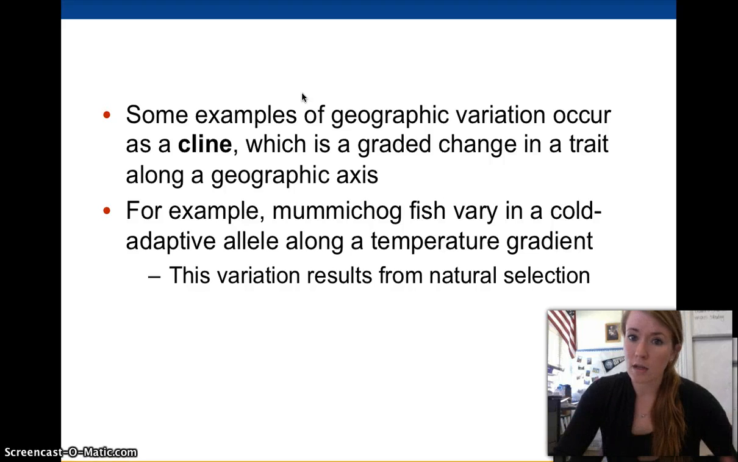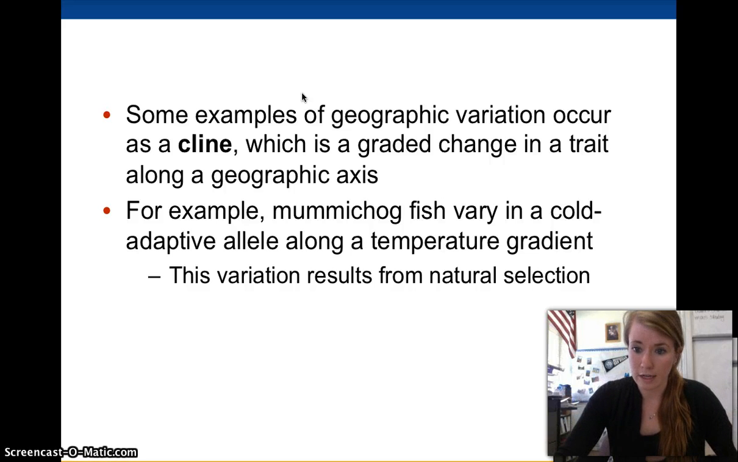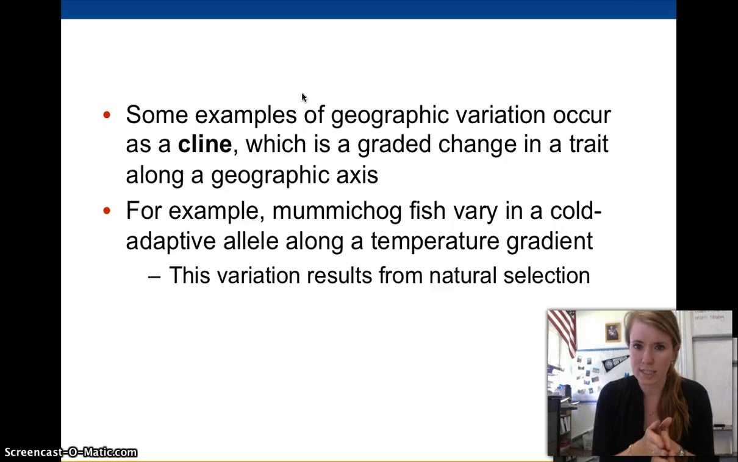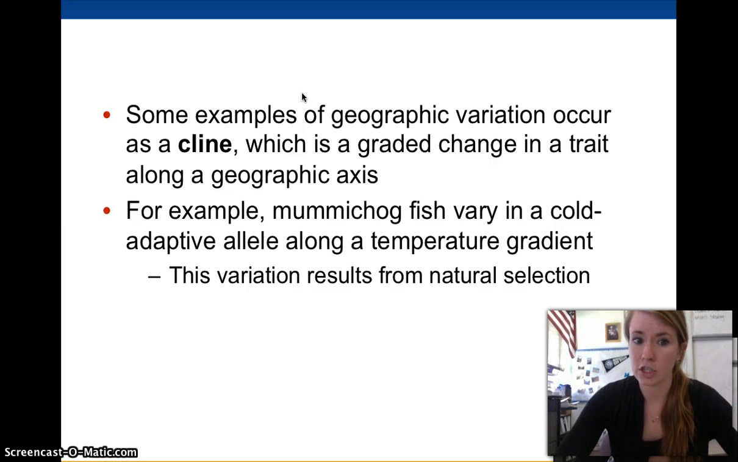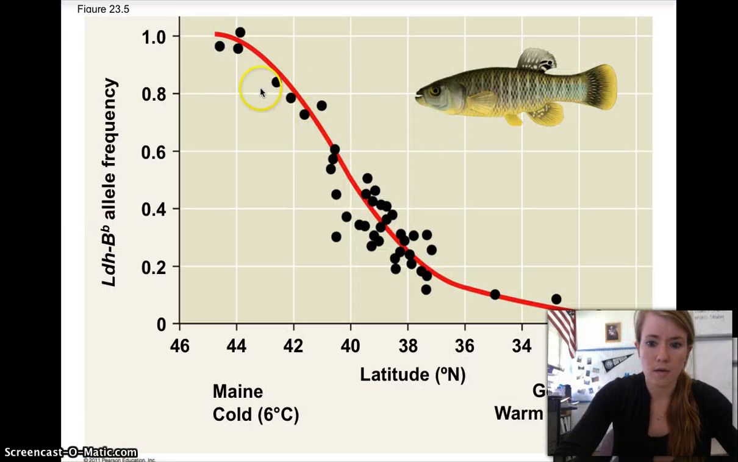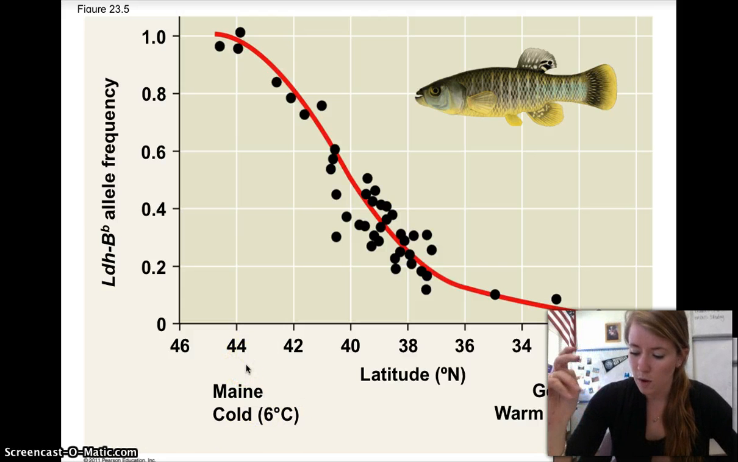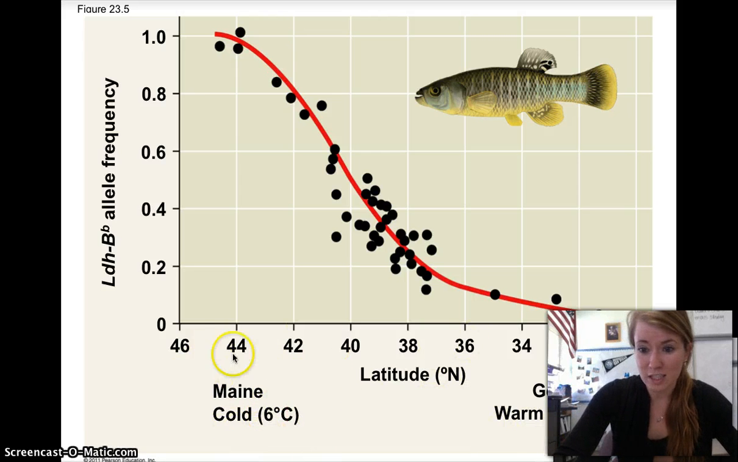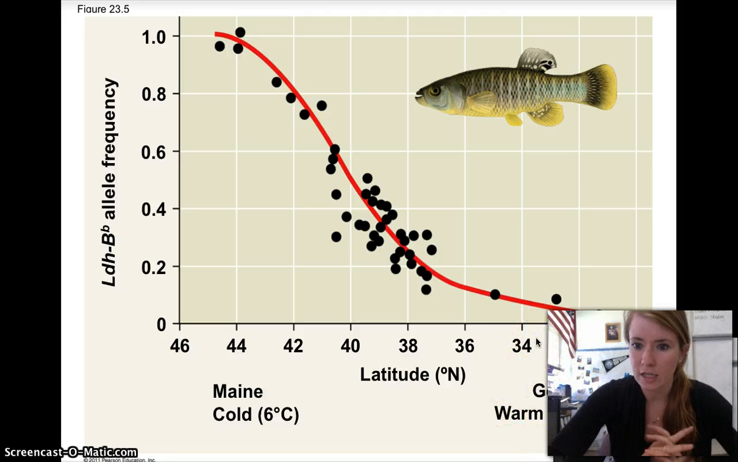And then there's also something called a cline, which is an example of geographic variation. This is when variation exists over a spectrum of differences. For example, the mummichog fish vary depending on what temperature they live at. It's very cold in Maine. The water is about 6 degrees Celsius, whereas in Georgia, the water is about 21 degrees Celsius. So this is 40-ish degrees, and this is about 60-ish degrees in Fahrenheit. I might not be very good at that. But that's what it is, a huge temperature difference.